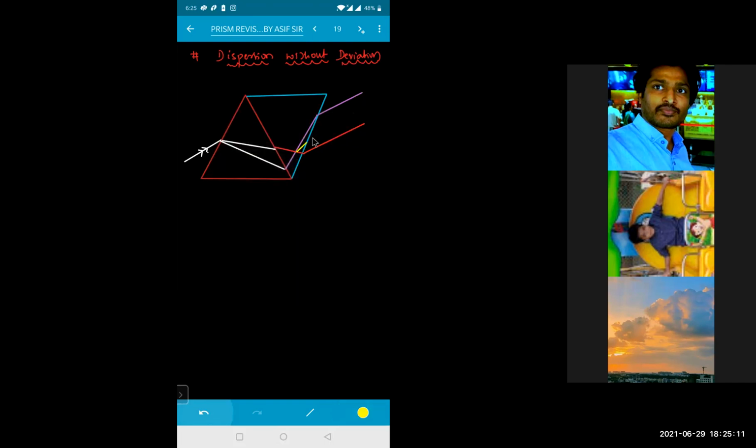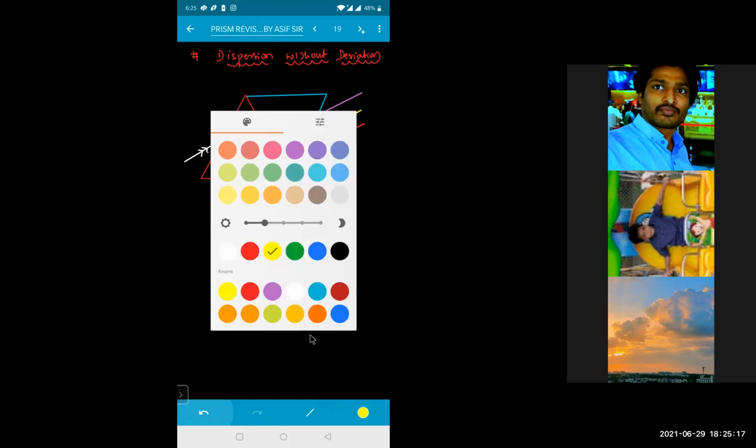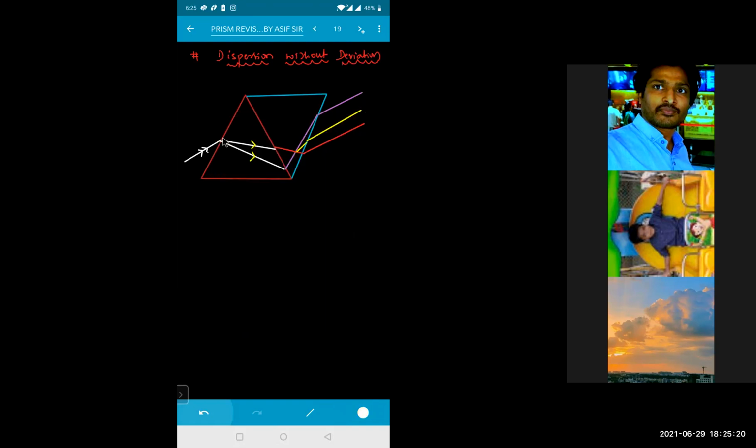So the incident ray and the final ray are parallel, we can say. This one was supposed to be in a straight line like this. Now there is a splitting here. Violet is there. So here there is violet, there is yellow, and there is your red. So inside it is red here, and here it is violet.